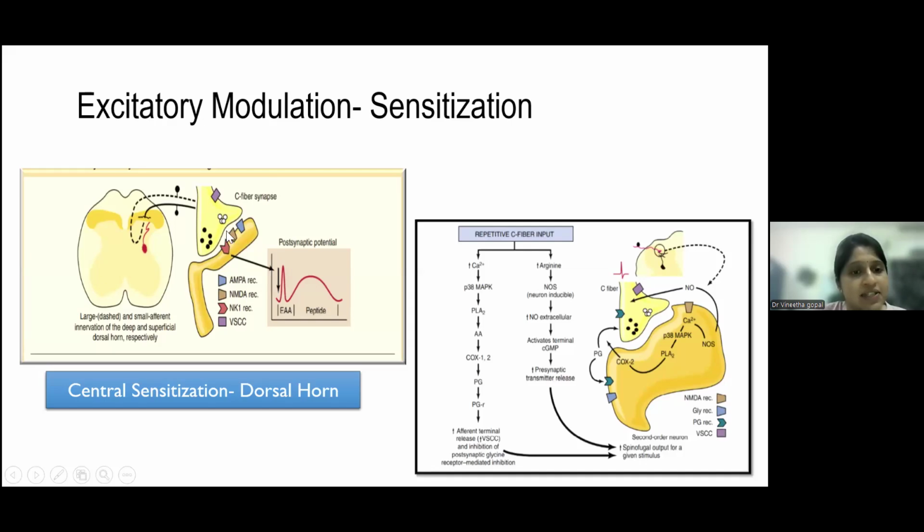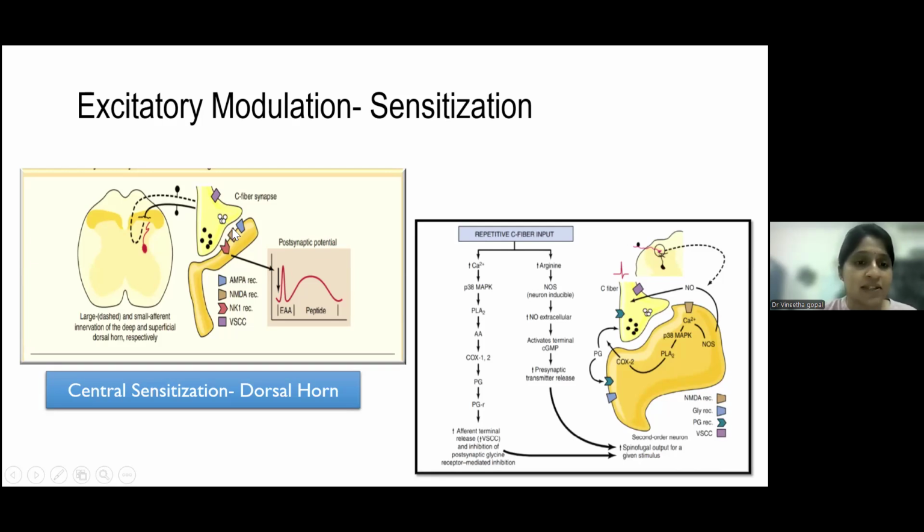Normally, when they release neurotransmitters like glutamate, it acts on AMPA, this blue one, and produces a current that is transmitted to the brain. Now, in case of prolonged activation from the periphery, that is, peripheral sensitization has happened and we have not treated adequately at that stage, so many impulses, heavily abnormal traffic, are coming from the periphery.